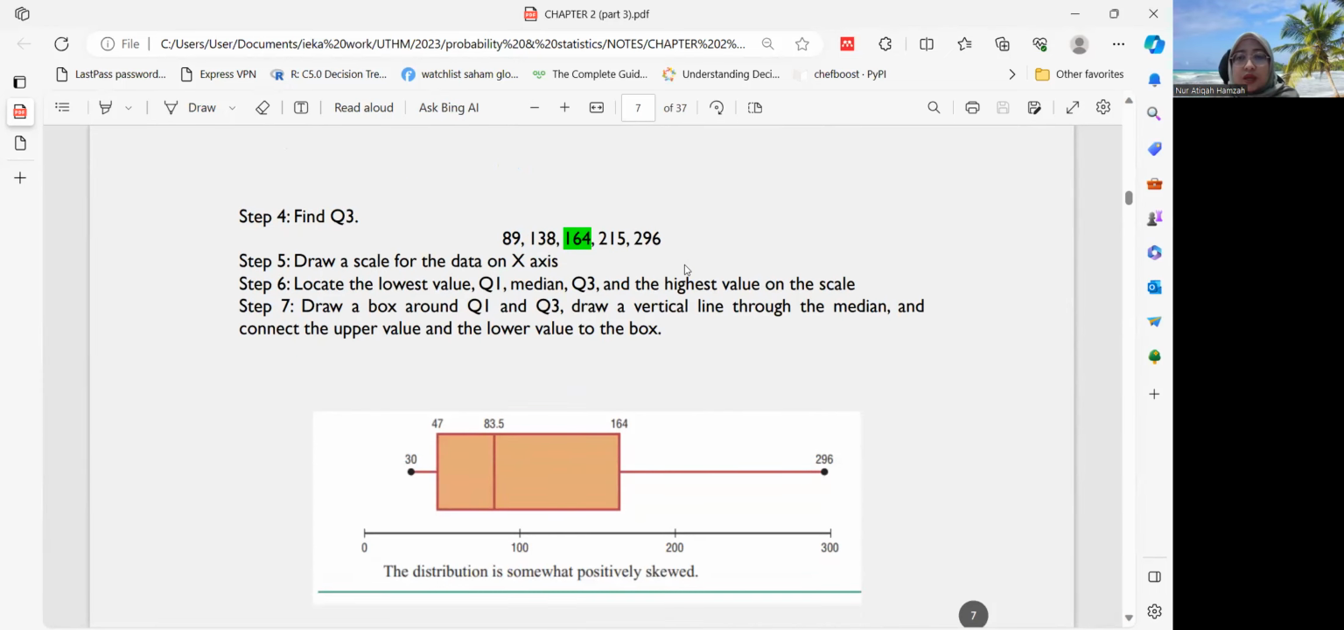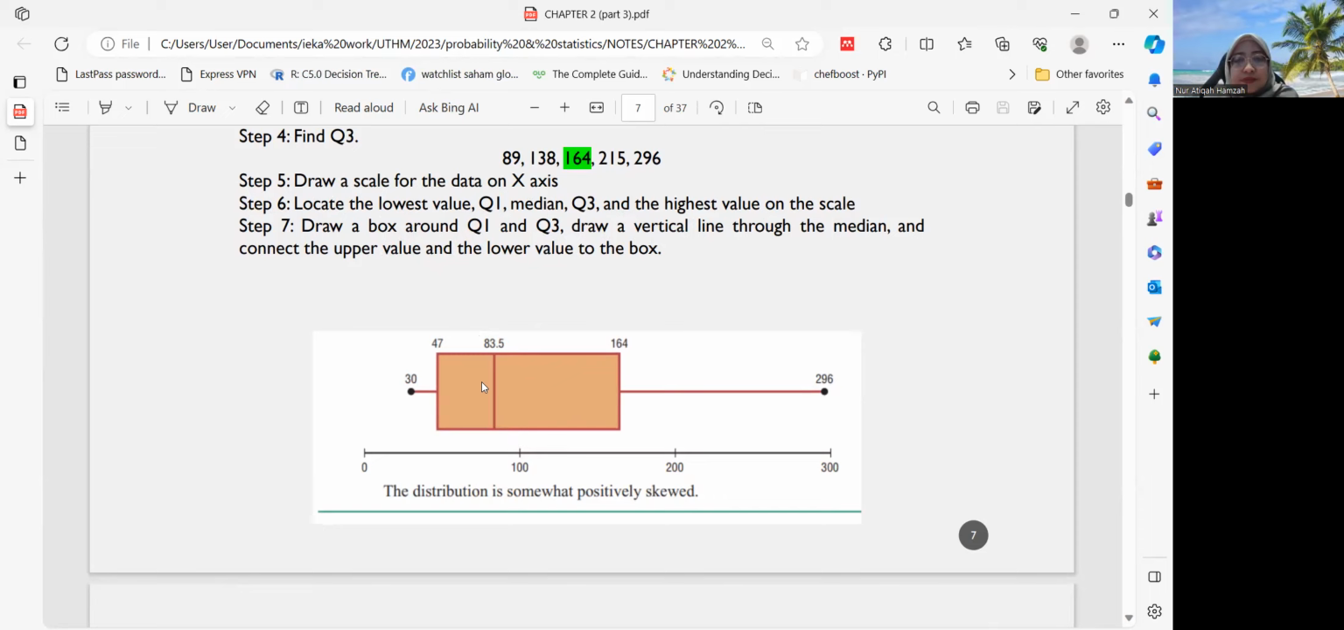Okay, so it says: draw a scale for the data on the x-axis, locate the lowest value, Q1, median, Q3 and the highest value on the scale. Draw a box around Q1 and Q3, draw a vertical line through the median and connect the upper value and the lower value to the box. If you see this figure, you can see that the distance between the Q3 and the maximum value is quite far, rather than the Q1 value with the minimum value.